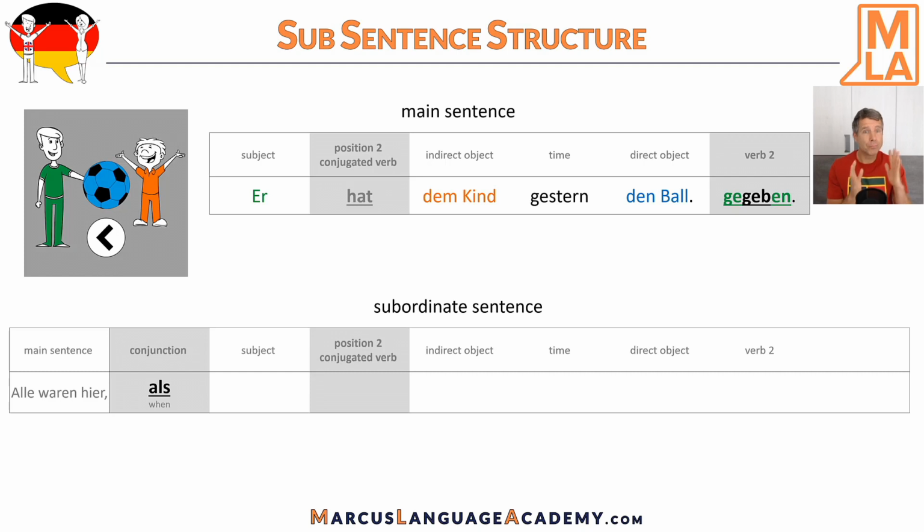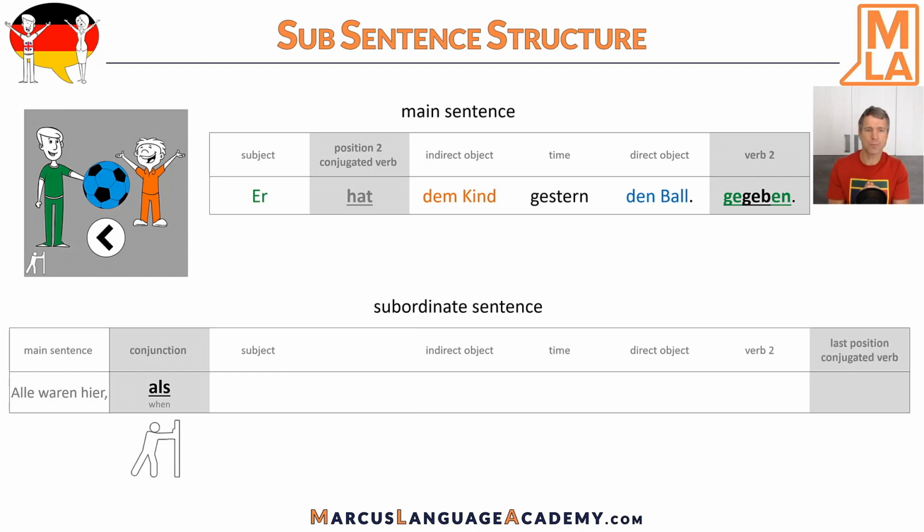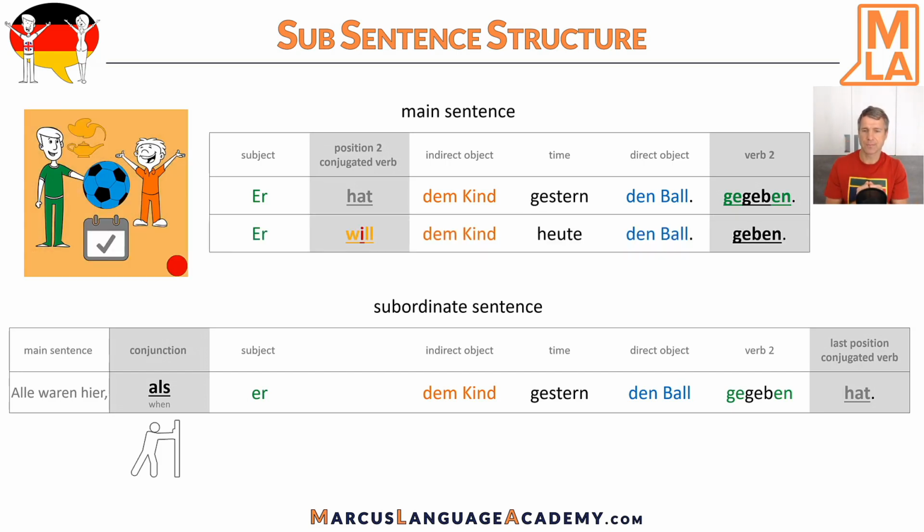The conjunction pushes the conjugated verb all the way to the end. And that's why the complete sentence is as follows: Alle waren hier, als dem Kind gestern den Ball gegeben hat. Literally, all were here when the kid yesterday the ball given has. Even more Yoda here.